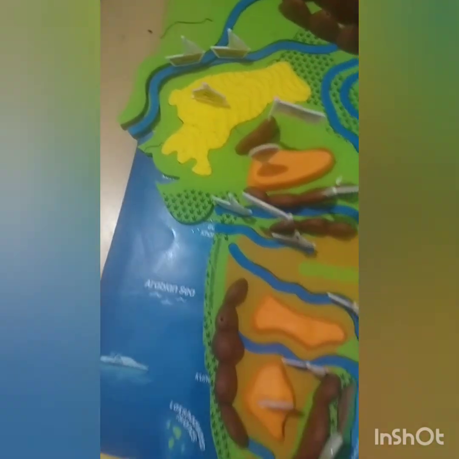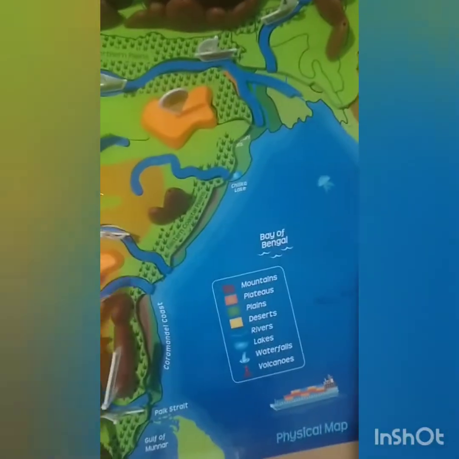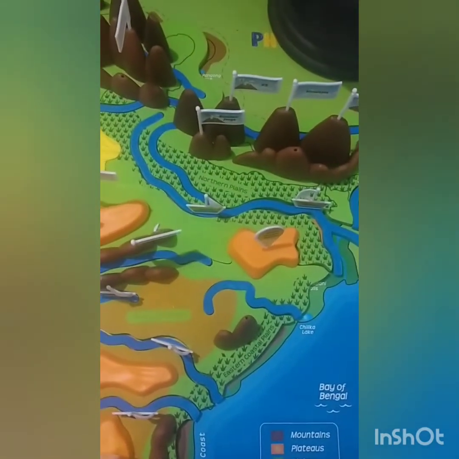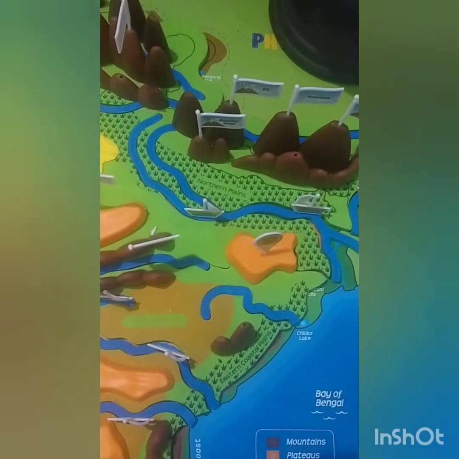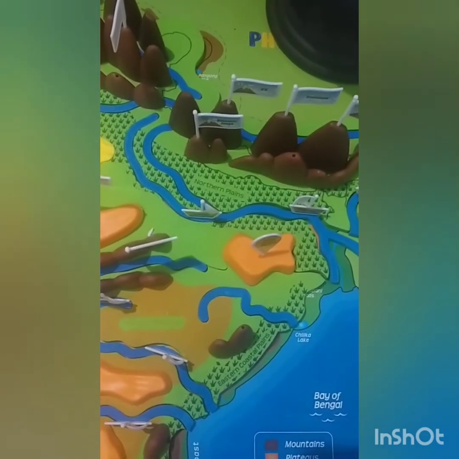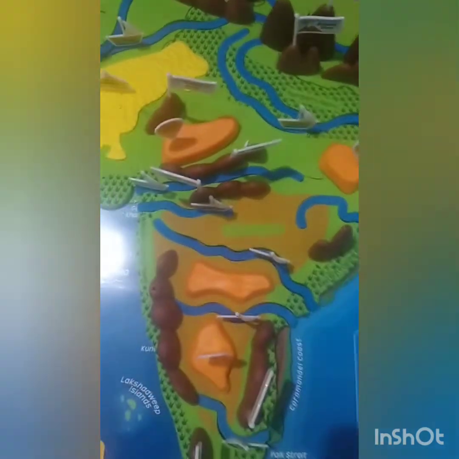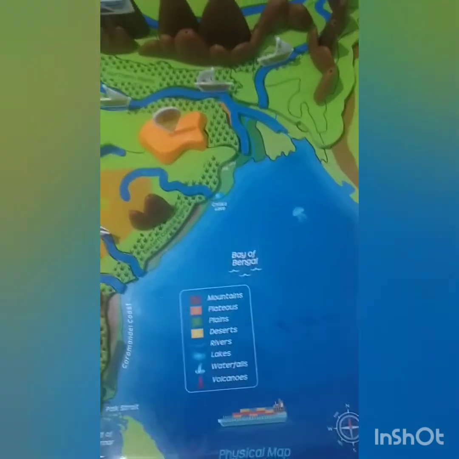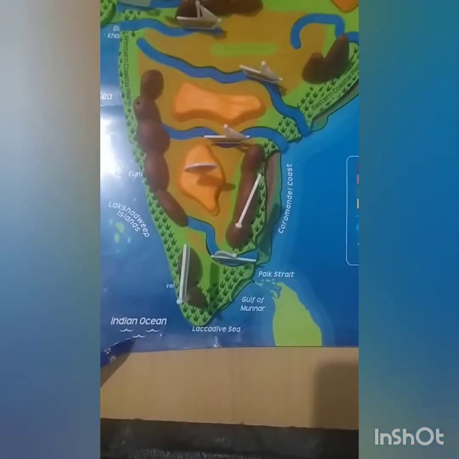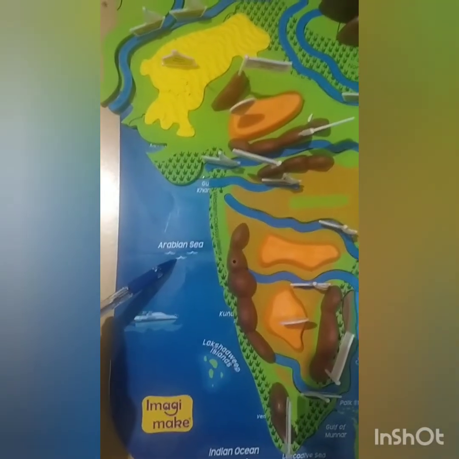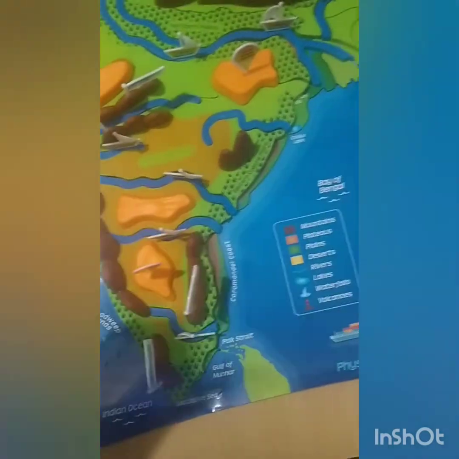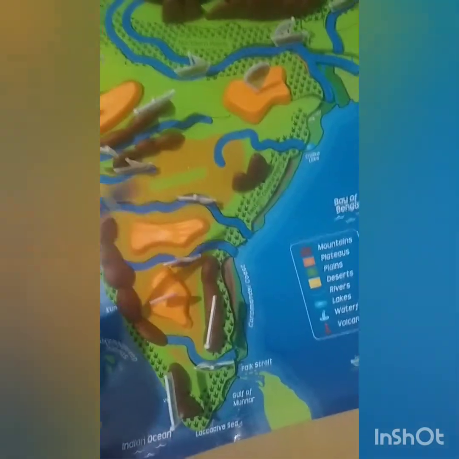Next we can see the Peninsular Plateau. This is a triangular region, and the Peninsular Plateau covers a large area of peninsular India. It is bordered by the Bay of Bengal in the east, the Indian Ocean in the south and the Arabian Sea in the west. That is the border of the Peninsular Plateau. So the Peninsular Plateau covers a large area of peninsular India and is triangular in shape.